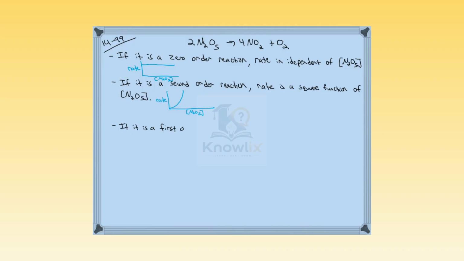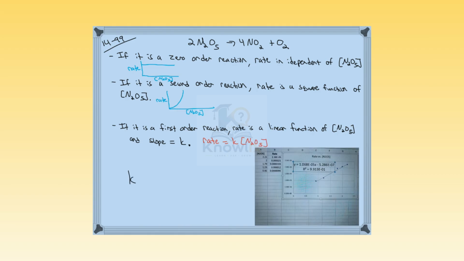If the reaction is first order, then if we were to plot the rate as a function of concentration, we should see a linear increase in the rate, where the slope ends up being the rate constant. If you double the concentration, you double the rate. If you plot rate as a function of concentration, the slope is the rate constant. So that's what I did.